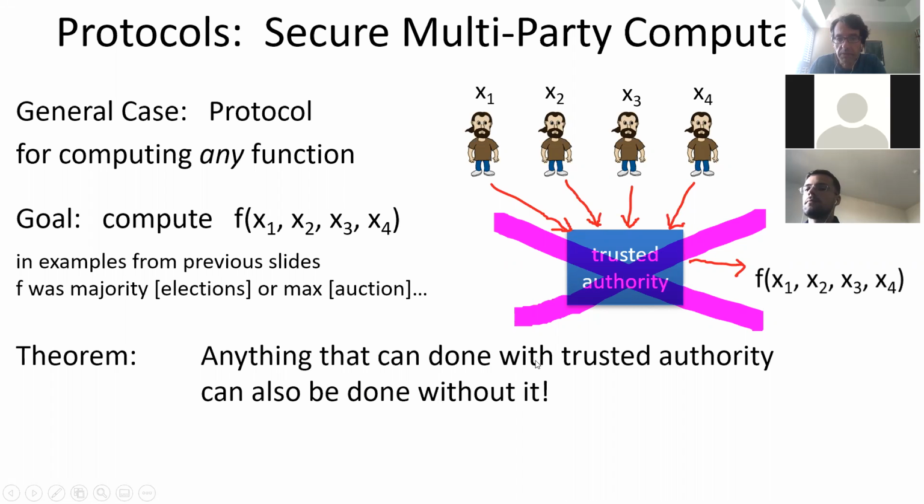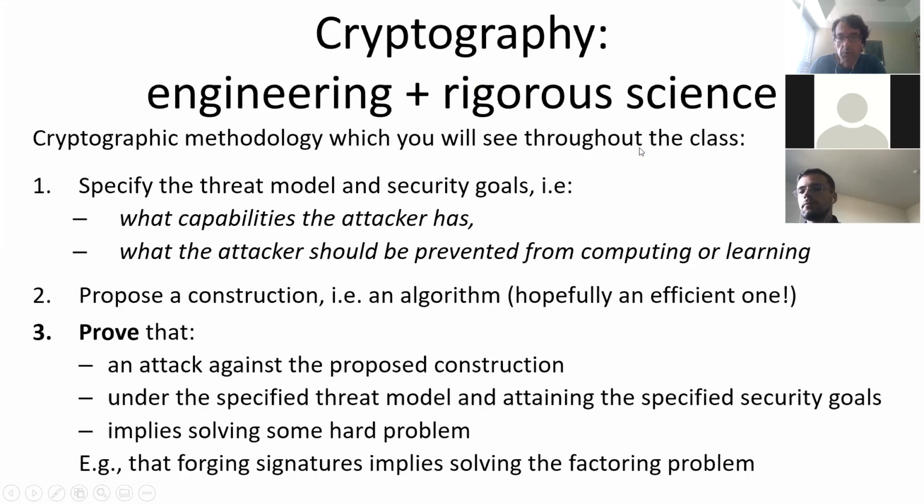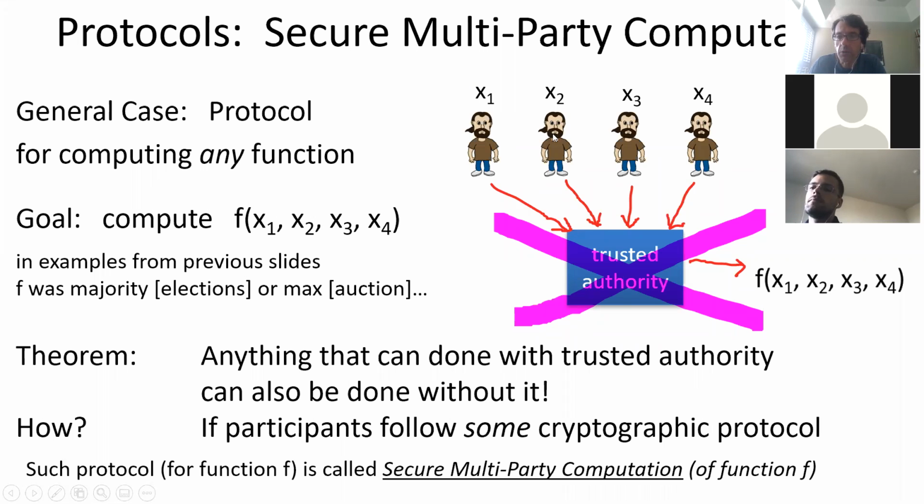So what can be done without a trusted authority? Well, what if these parties communicate among one another? They follow some cryptographic protocol, intuitively encrypt these inputs, and then run the code of F on the encrypted inputs. Then somehow they also decrypt this joint output. If that was possible, then you could do away with the trusted authority assumption.